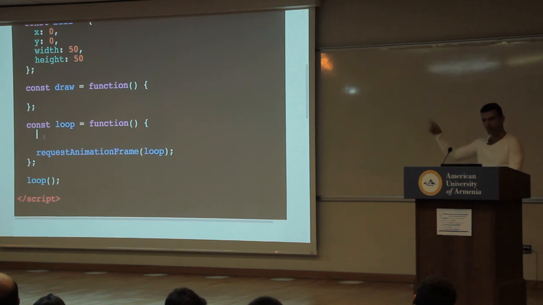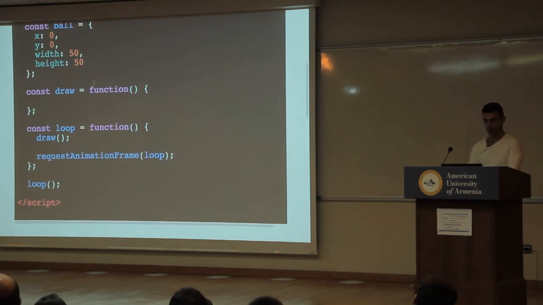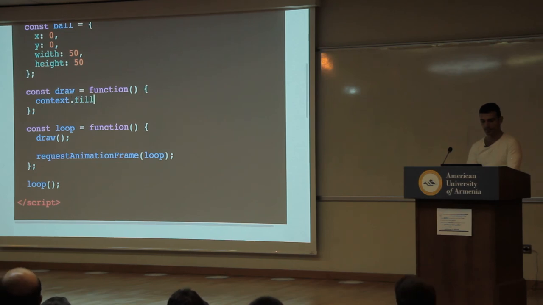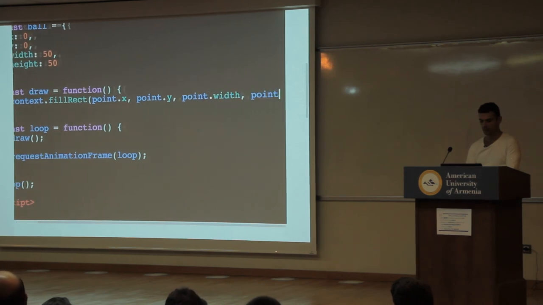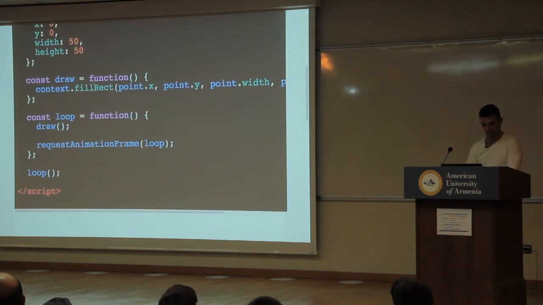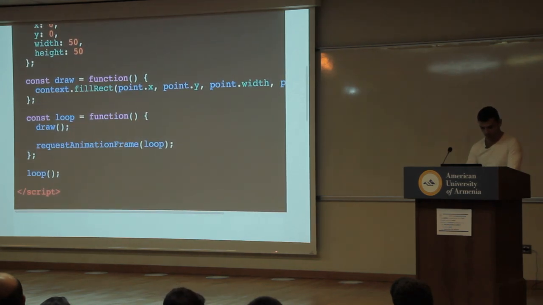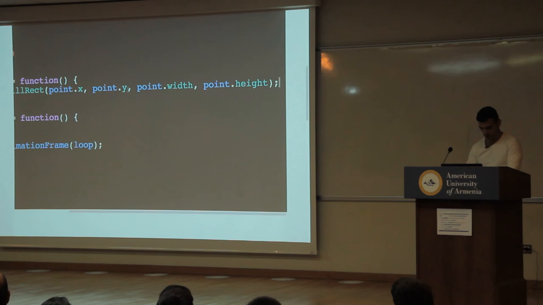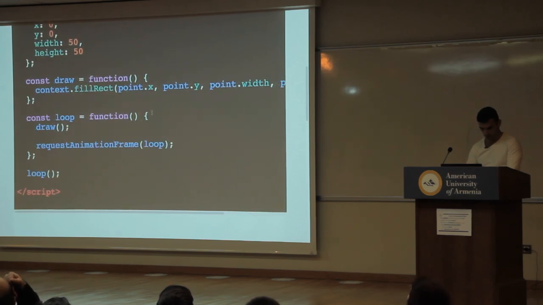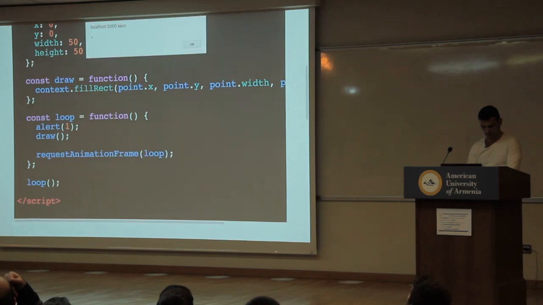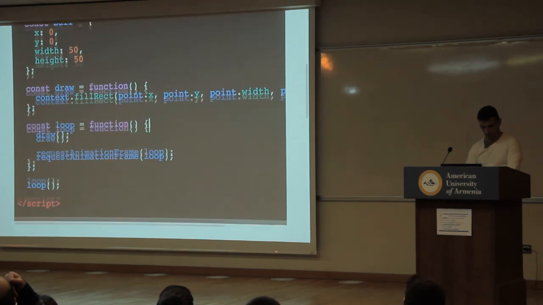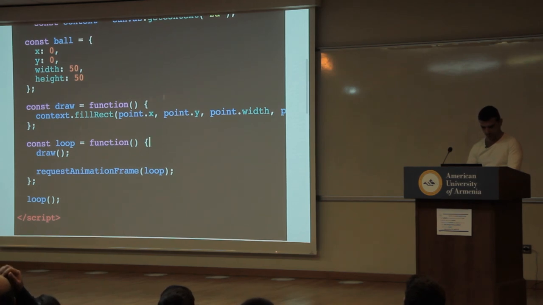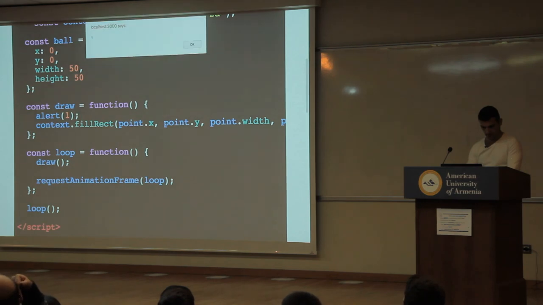From here, let's create another function called draw that we will call at each iteration. In draw, let's actually draw the point. So let's do context.fillRect point.x, point.y, point.width, and point.height. Hang on. Context.fillRect point.x, point.y, point. Okay, that's right. Loop, it does this. It does that. Fill rect.